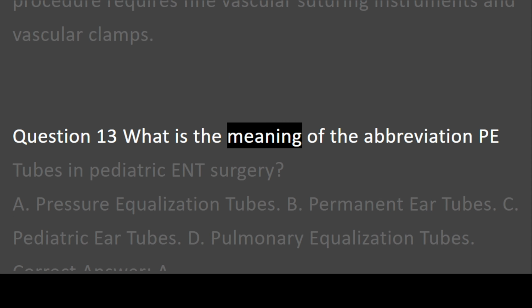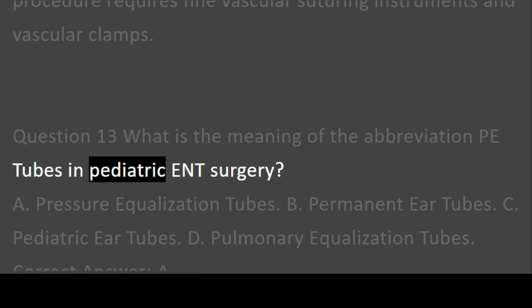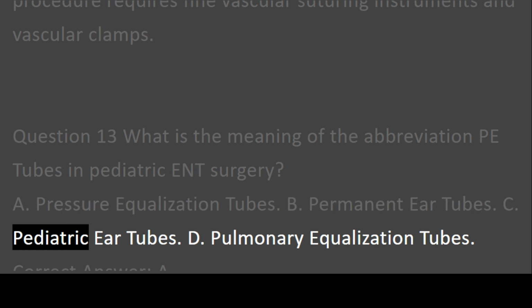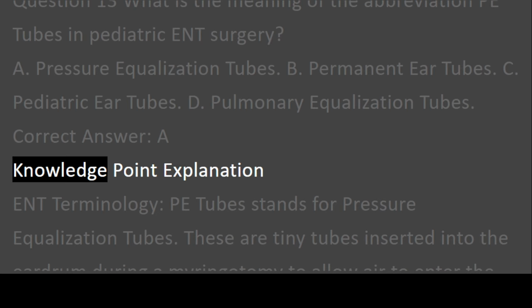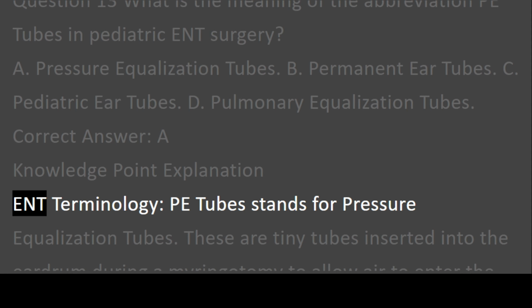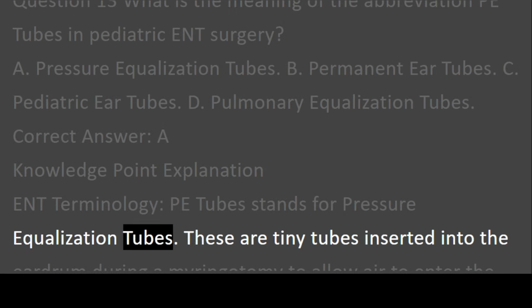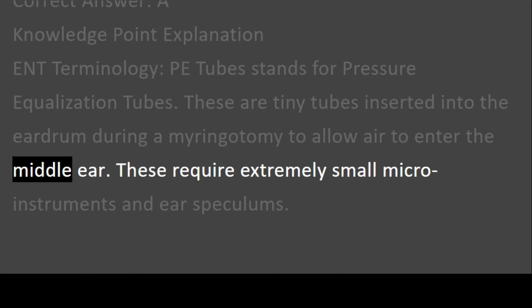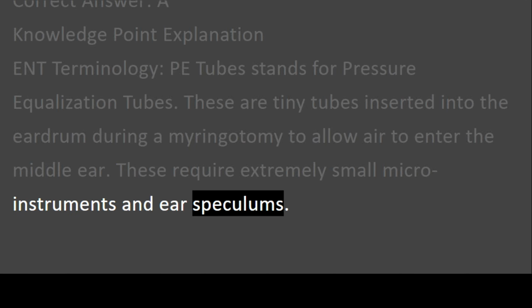Question 13. What is the meaning of the abbreviation PE tubes in pediatric ENT surgery? A. Pressure equalization tubes. B. Permanent ear tubes. C. Pediatric ear tubes. D. Pulmonary equalization tubes. Correct answer, A. Knowledge point explanation. ENT terminology. PE tubes stands for pressure equalization tubes. These are tiny tubes inserted into the eardrum during a myringotomy to allow air to enter the middle ear. These require extremely small microinstruments and ear speculums.